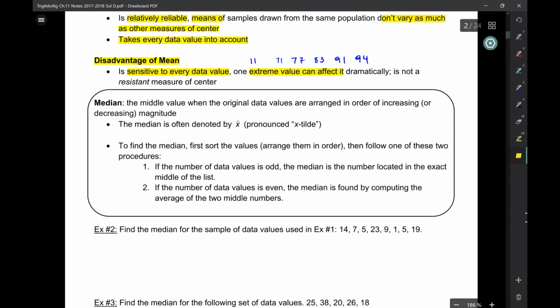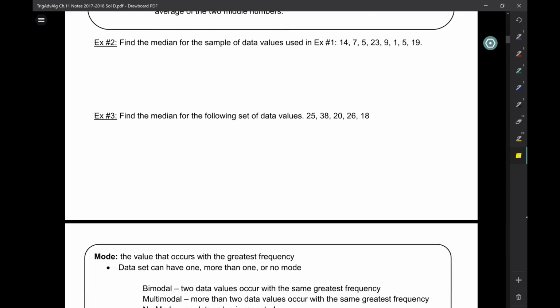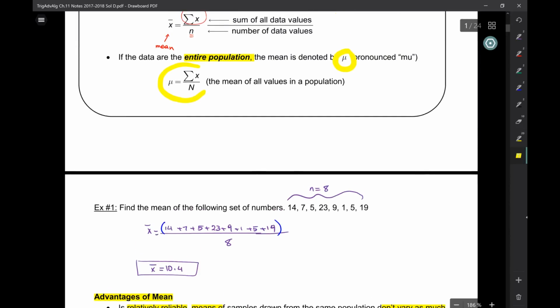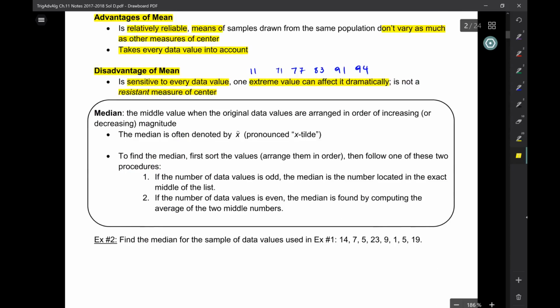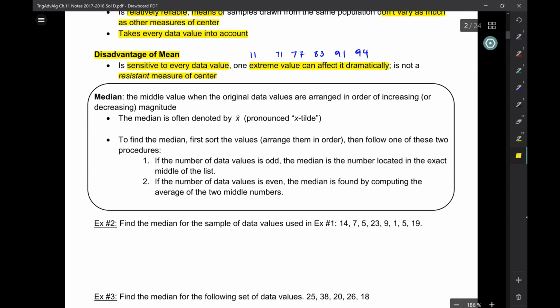So one extreme value can affect it dramatically, and it is not a resistant measure of center. I'll talk about what a resistant measure of center is later. All right, so that's mean. One other thing is median.